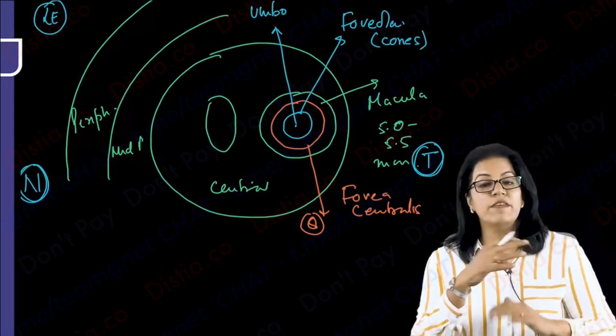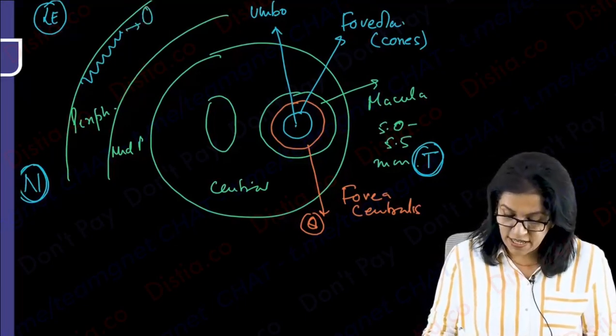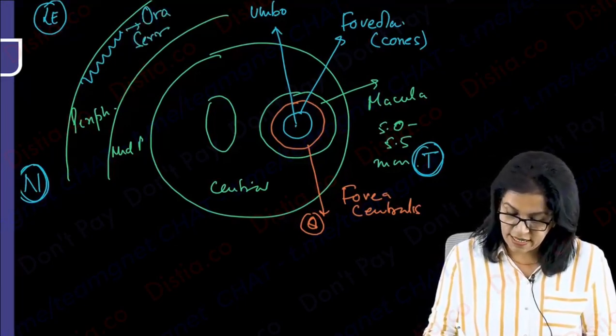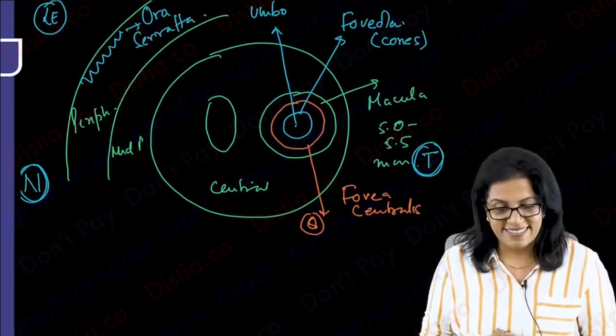Right? Now, the most peripheral part of the retina is serrated. I showed you it in the slide also. We will draw it here. This is called the ora serrata. The most peripheral part, which is serrated, is the ora serrata.